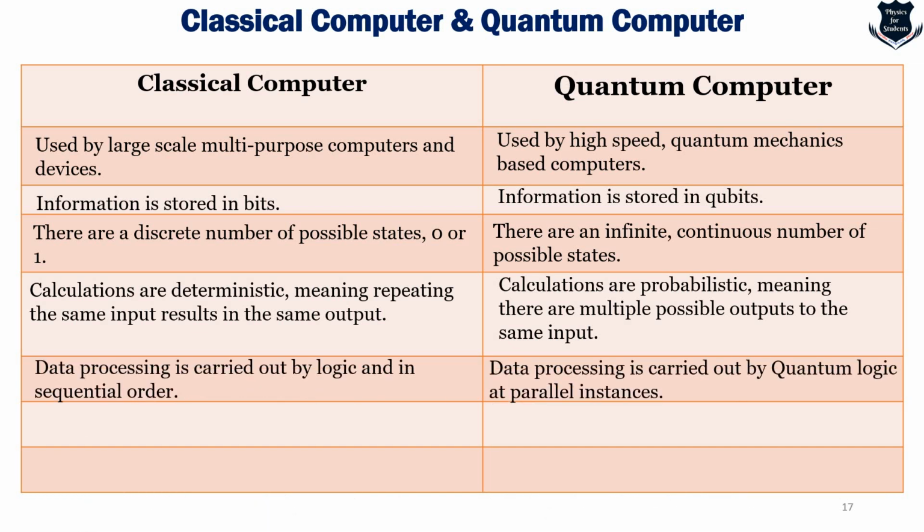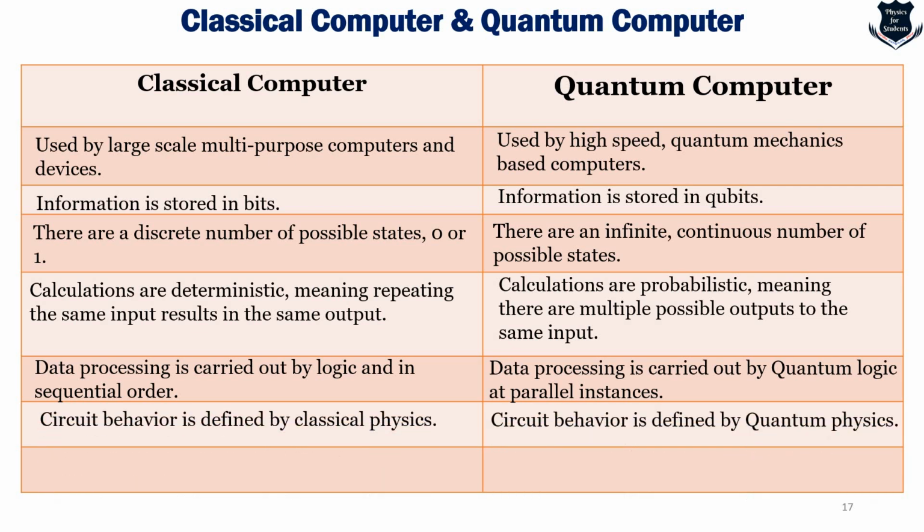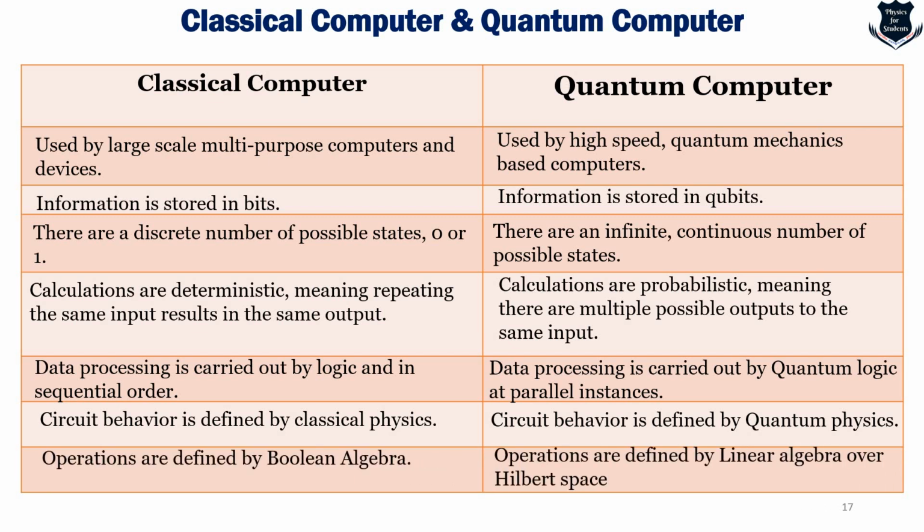The data processing is carried out by logic in sequential order, but here data processing is carried out by quantum logic at parallel instances. This uses classical physics, while quantum computers use circuit behavior defined by quantum physics. This is mostly guided, for those who know Boolean algebra, quite easy, and this is done by linear algebra because it gives a linear composition of the superposition, and it uses Hilbert spaces.